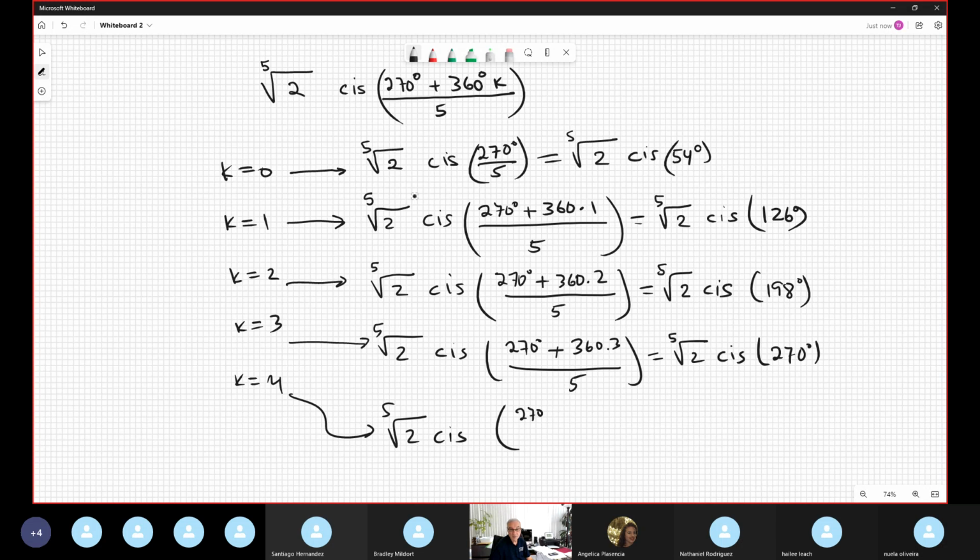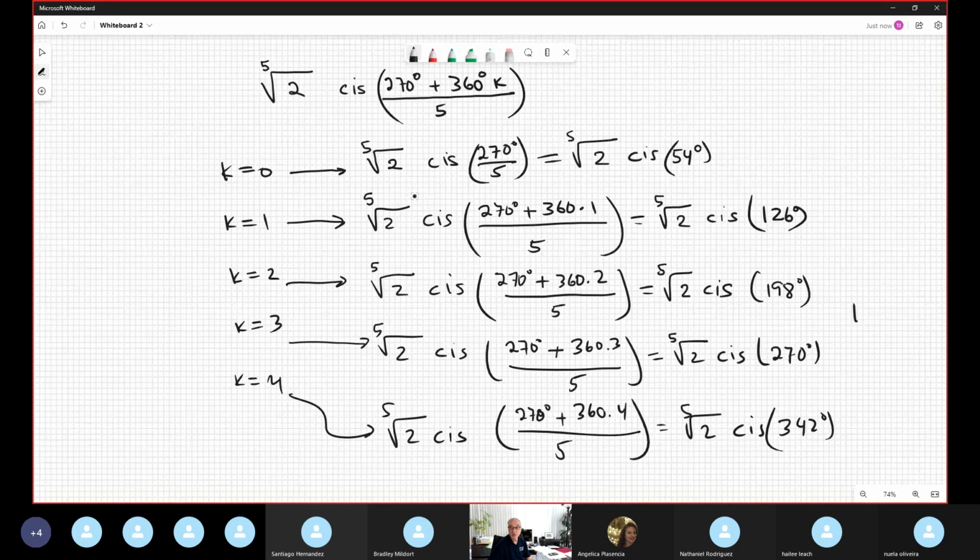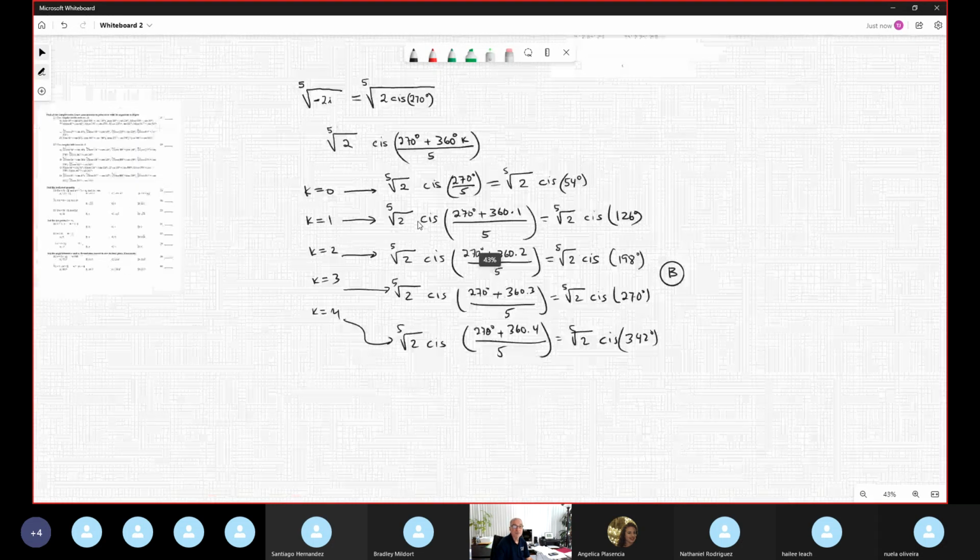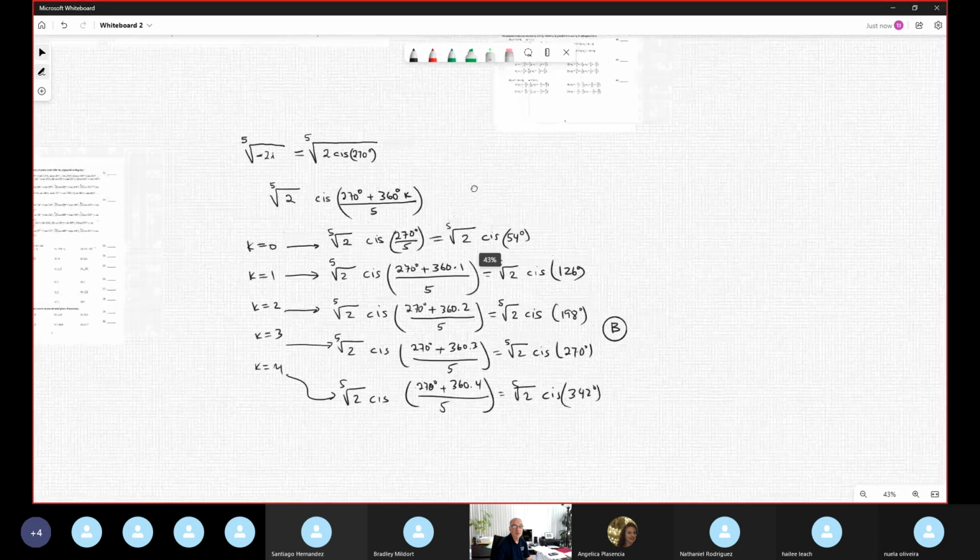And the last one, a fifth root of 2 cosine I sine 270 plus 360 times 4 divided by 5. A fifth root of 2 cosine I sine 342 degrees. Boom. Final answer. Option B. Any question? What part is super confusing?